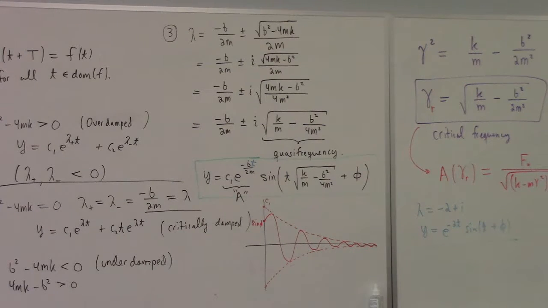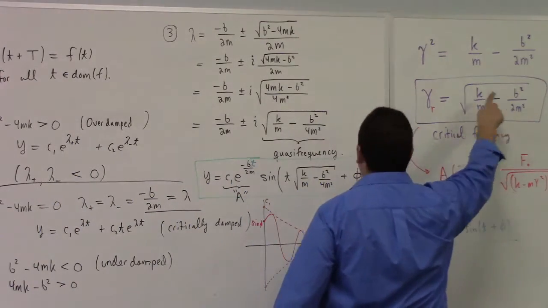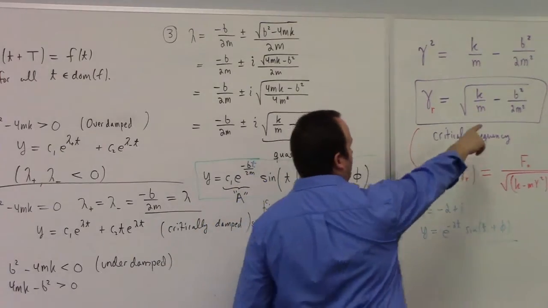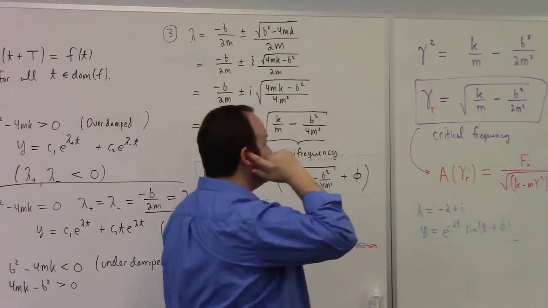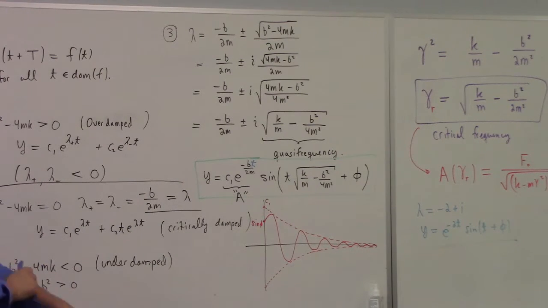One is smaller than the other, right? Like, here I'm subtracting a half of b squared over m squared. Here I'm subtracting a fourth, right? So it looks to me like this is a lower frequency. This is a higher frequency, right? For what it's worth.